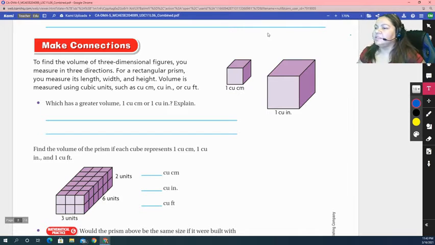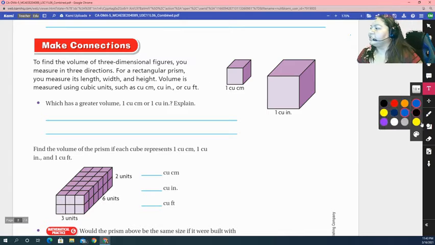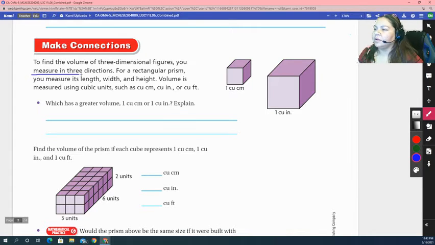To find the volume of a three-dimensional figure, you measure in 3 directions, which is something that I talked about previously. For a rectangular prism, you measure its length, width, and height. So we're measuring the long way, which will be the length, then width, how wide it is, and height, how tall it is.